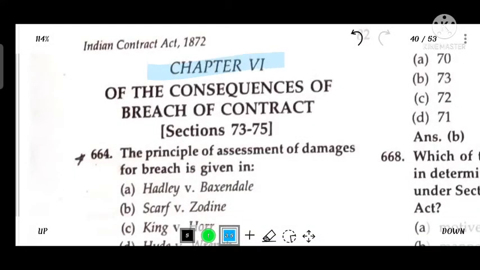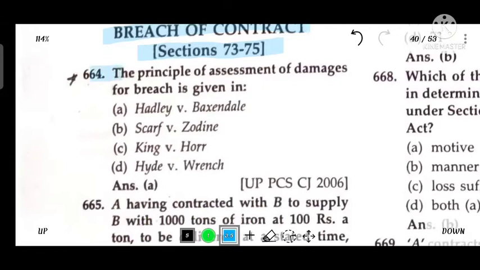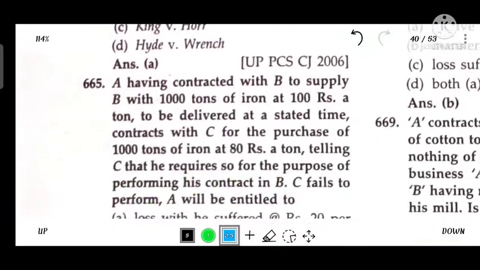Chapter 4 of the Consequences of Breach of Contract, Sections 73 to 75. The principle of assessment of damages for breach is given in Hadley versus Baxendale.